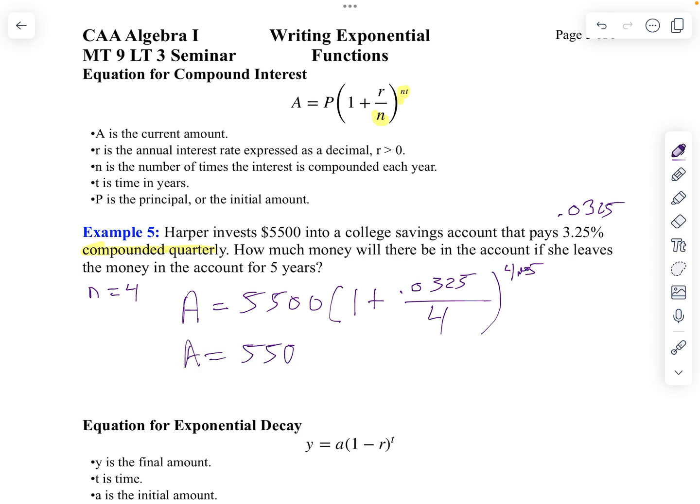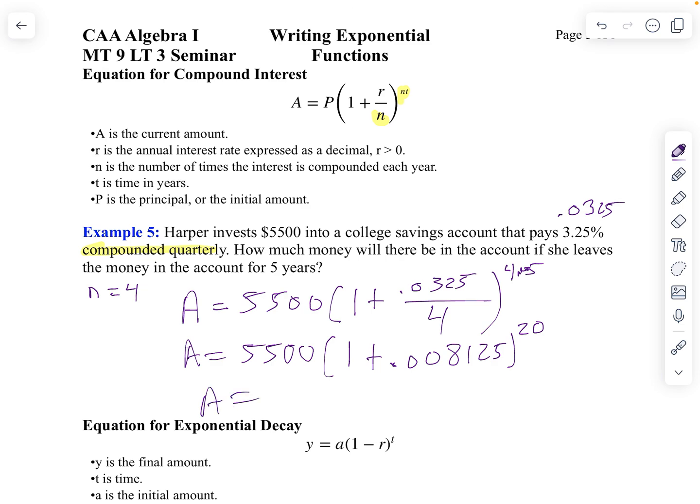So we're going to go 5,500 times, if I take 0.0325 and I divide that by 4, you get 0.008125. So it's 1 plus 0.008125. We're going to raise that to the 20th power. So let's just type that in our calculator.